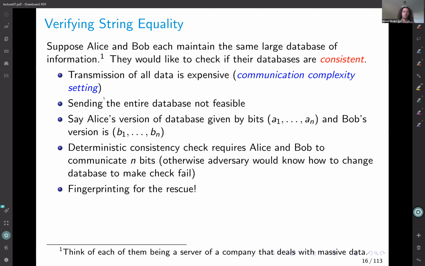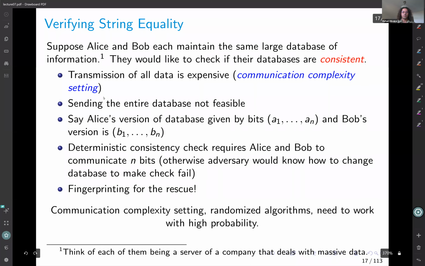Just to emphasize again, as we have been seeing in the class, the importance of the computational complexity model that you have. It's important to know what the resources that are most scarce are, and what we need to prioritize when devising algorithms, right? So this is the communication complexity setting, and we are in the randomized algorithms setting. We don't want an algorithm to work all the time. We want an algorithm that works with high probability, right?